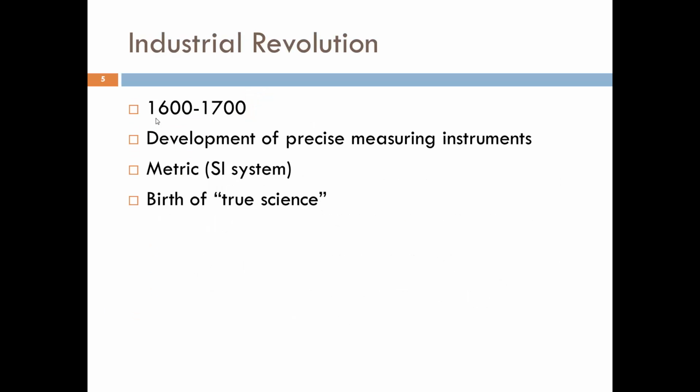Now we fast forward to the Industrial Revolution of 1600 to 1700. Here they have the development of precise measuring instruments, which really helped the whole notion of science altogether. They also came up with a metric system, which is what the SI system is based upon. And they had the birth of a true science.